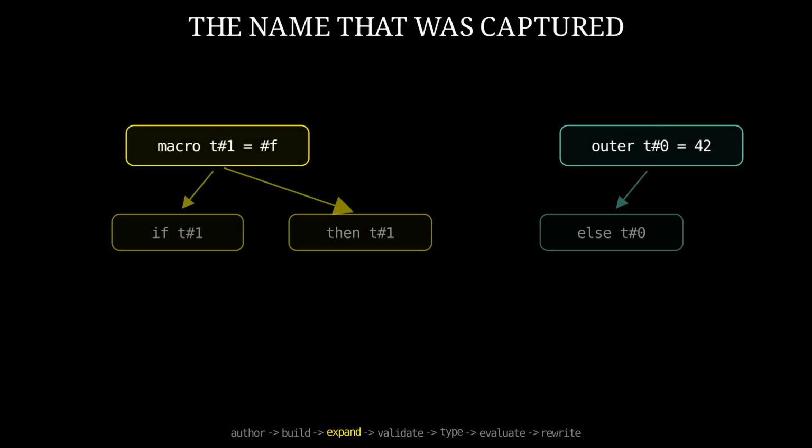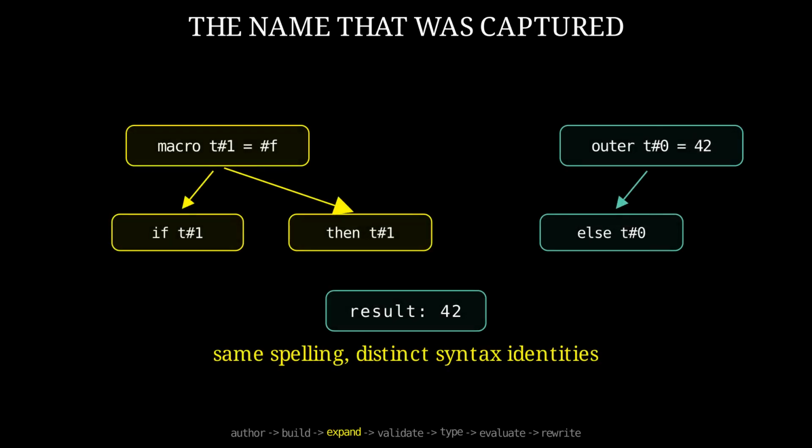A hygienic expander tracks syntax identity, not spelling alone. The source binding is t number 0. The macro creates fresh t number 1. Its condition and first result point to number 1, while the inserted alternative still points to number 0. Now evaluation returns 42. Hygiene means that an introduced name does not capture a user's name, and a user's name does not capture the macro's private name.